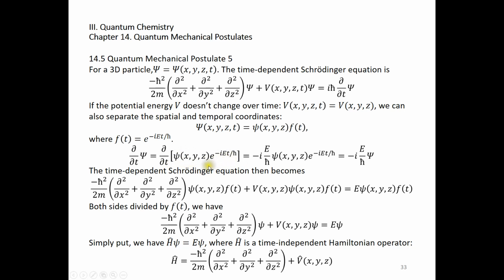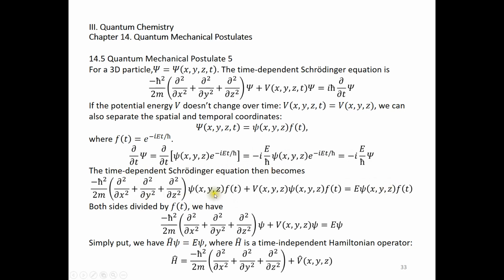And now, how do we take the first derivative of an exponential function? It's easy. It's negative iE over h bar multiplied by this exponential function. We clean up everything, and we get negative iE over h bar multiplied by the uppercase psi. And therefore, the time-dependent Schrodinger equation becomes this.